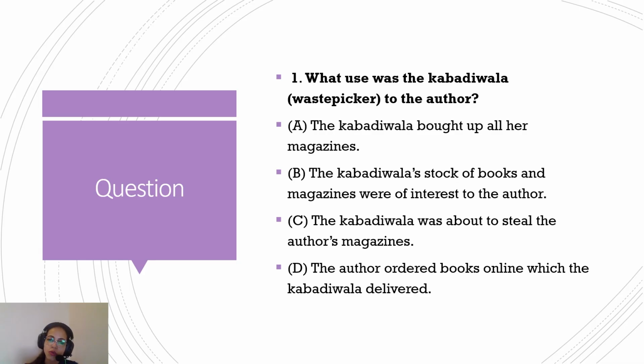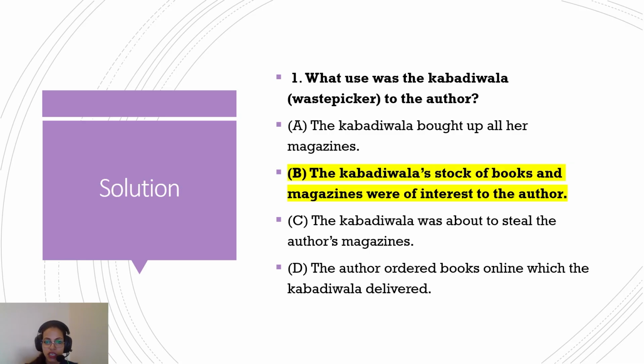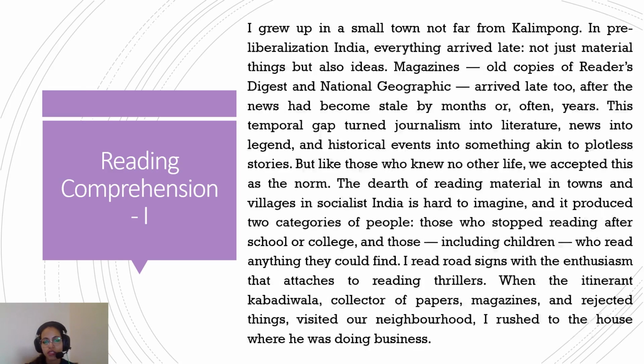The kabadiwala bought up all her magazines. No, the author doesn't have anything to sell. The kabadiwala's stock of books and magazines were of interest to the author. Okay. The kabadiwala was about to steal the author's magazines. Was not. I mean, there is no such thing that is mentioned here. The author ordered books online, which the kabadiwala delivered. Of course, there is no online delivery of things. So option B is the correct option. Okay. So we found our answer here.